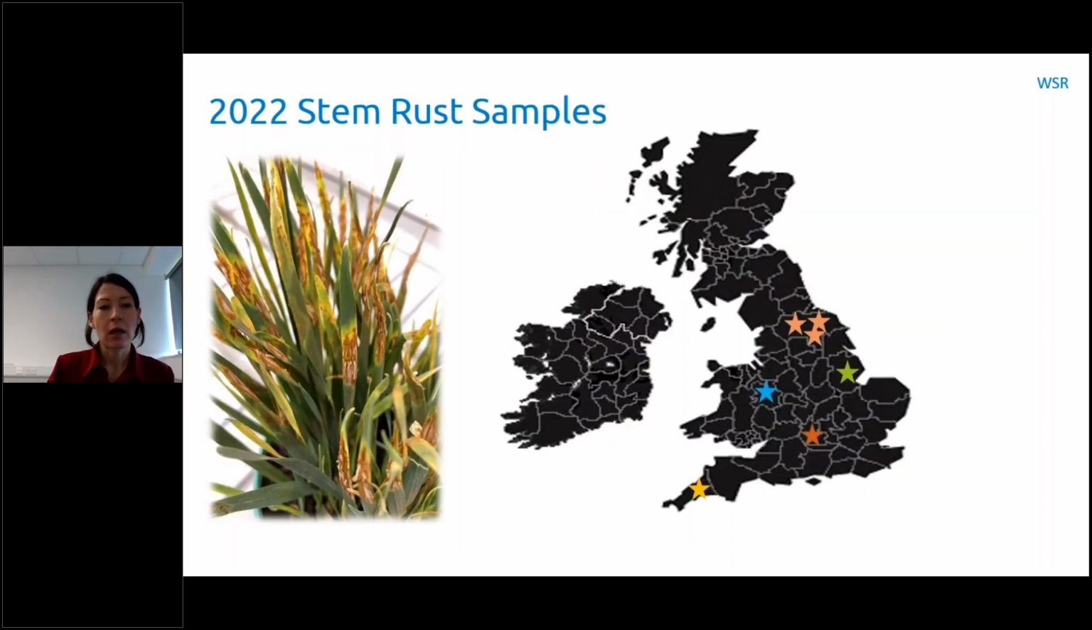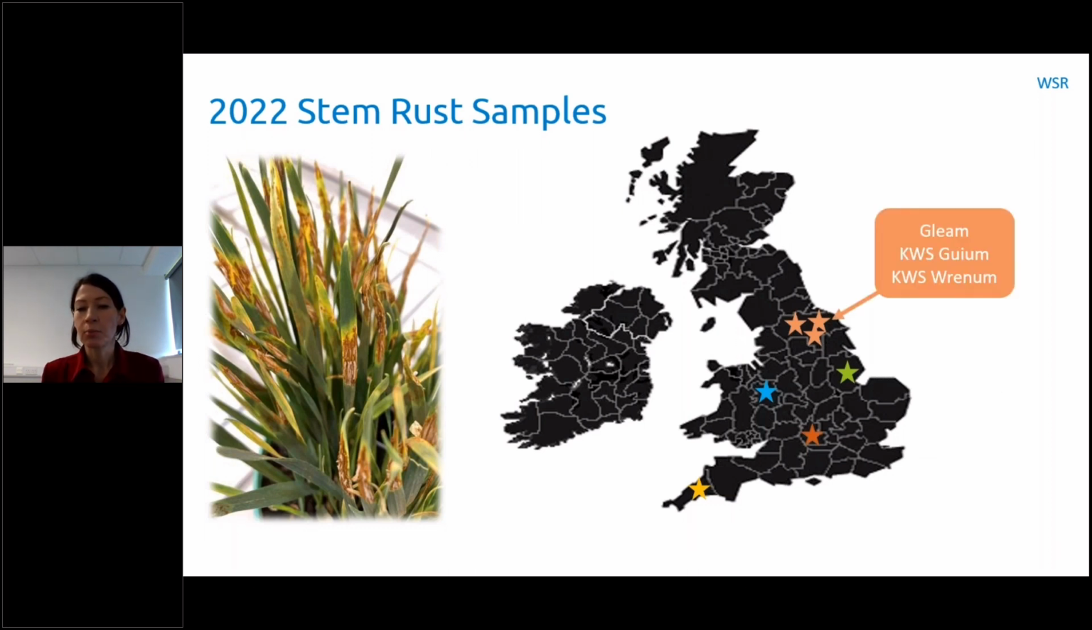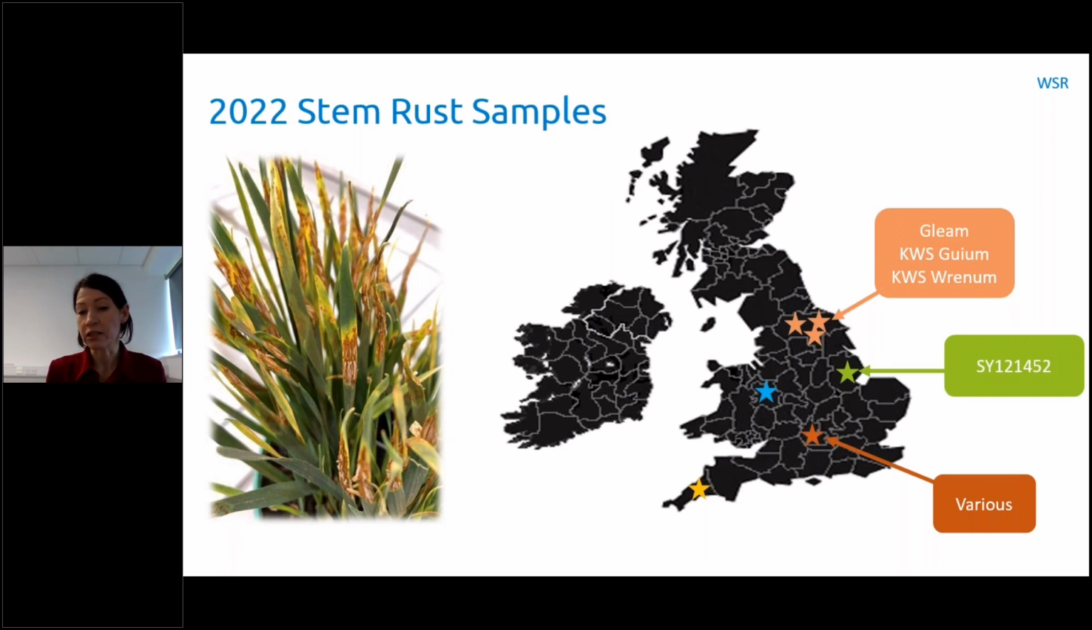So just to look at the stem rust samples that I did receive. I received 3 samples from North Yorkshire, from Gleam, Cadurus Guiam and Cadurus Renum. I received 1 sample from Lincolnshire, and that variety, I think it was an NL1 variety last year. I received some samples from Oxfordshire, but they were just labelled as various varieties, so I'm not quite sure what varieties they were, just a collection of leaves. We received 1 sample from Cadurus Webham in Cornwall and 1 sample from Swallow in Shropshire.